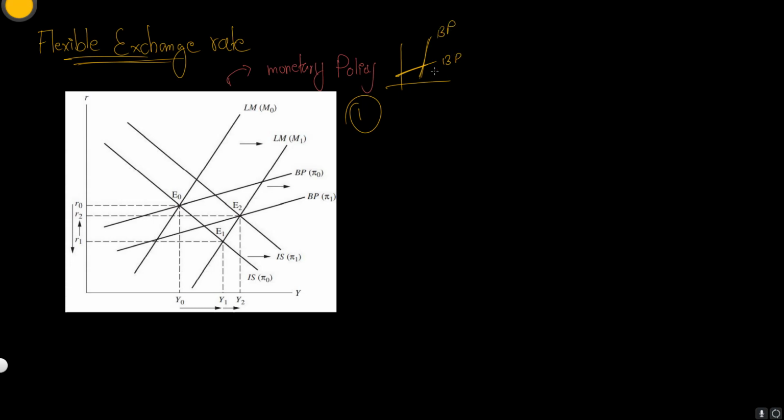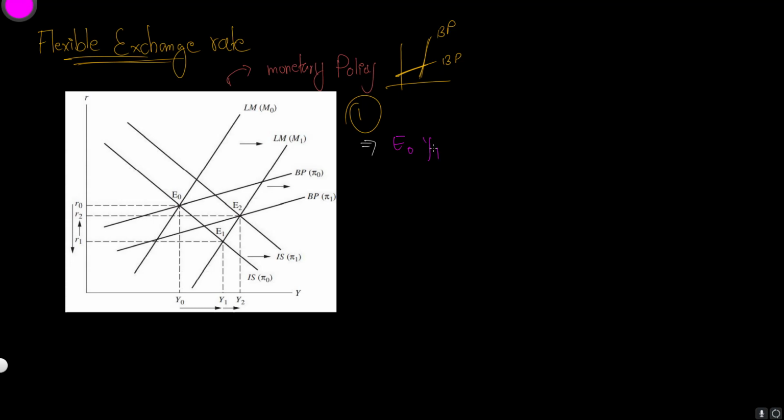So in this diagram, in this analysis, I have decided not to include the inelastic BP line because the analysis is exactly identical. If I were to include it, it would make it more complicated. Our initial equilibrium point is at E0 and Y1.